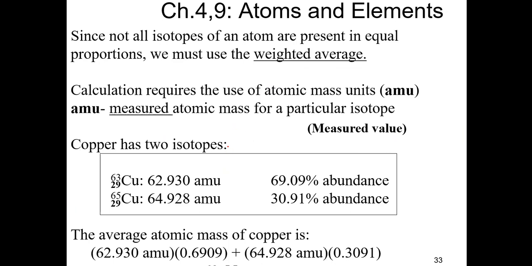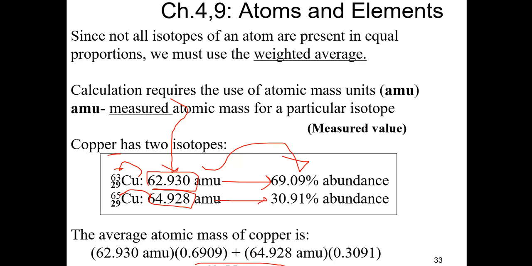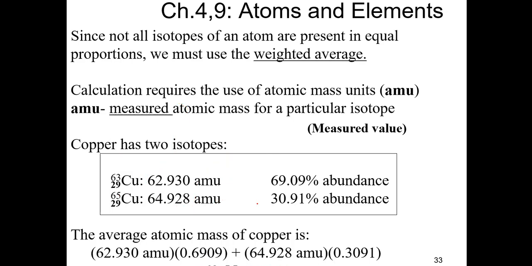Now you are going to need to calculate the atomic mass if I give you the starting isotopic mass data that you see here. For example, in the box for copper, I give you the atomic mass unit 62.930 for copper 63 and 64.928 for copper 65. I then give you the abundance for each of these, and you're going to have to calculate the weighted average.